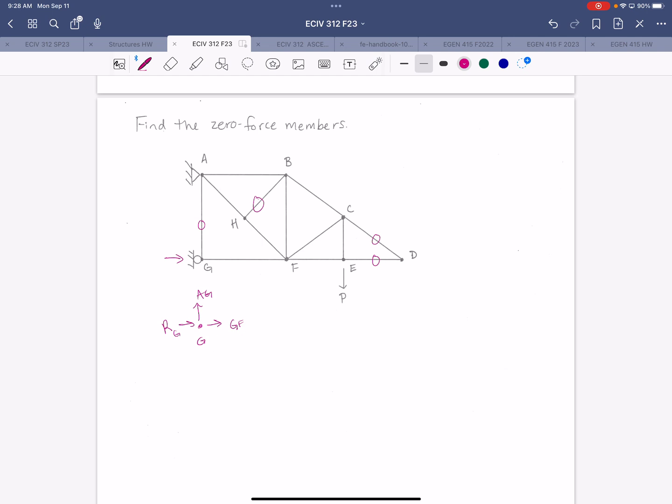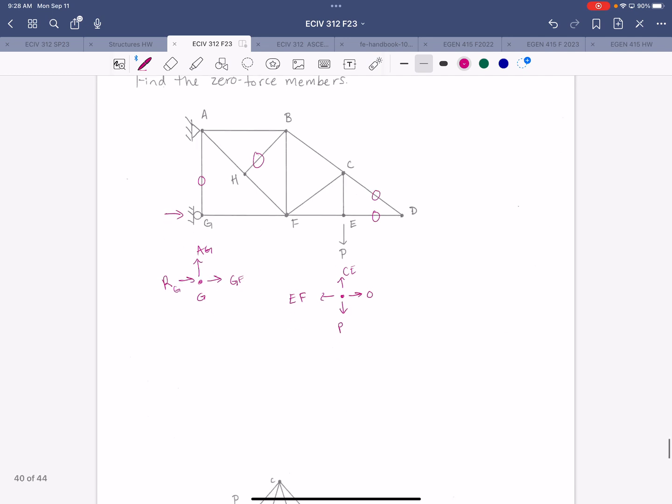Yeah. Very good, EF. So by the same logic, if you look at joint E, you have applied load P, unknown CE. We already identified ED as 0. And so from summing forces in X, EF has to be 0. So here I'm going to write down one more trick.